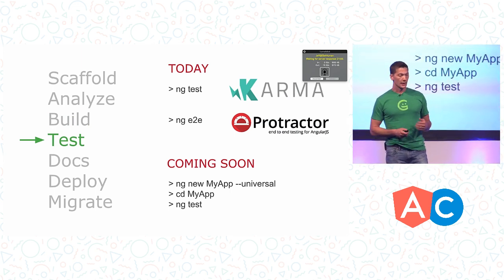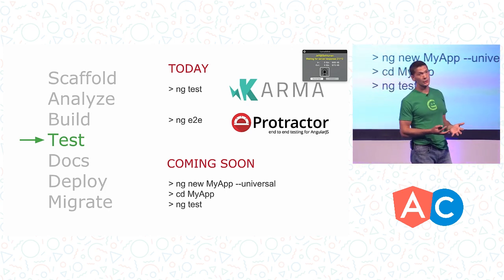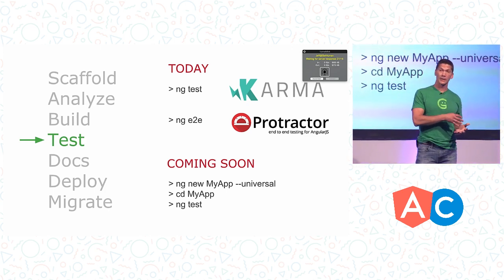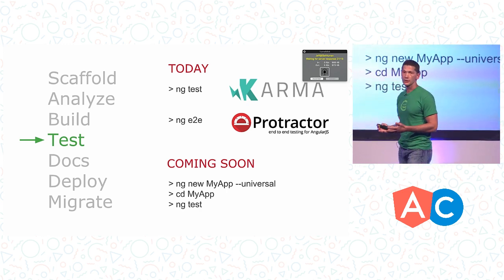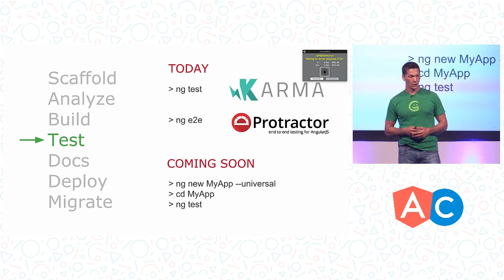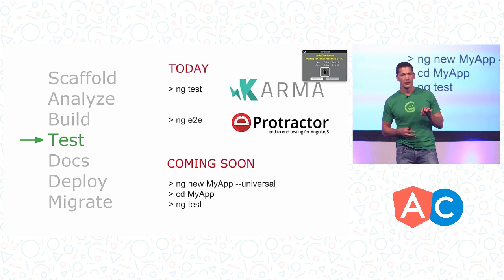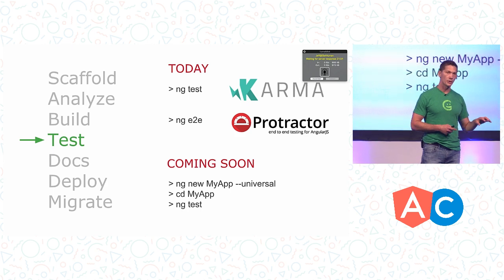For testing, right now it uses Karma and Protractor, but because Angular Universal is on the server, you have a lot of services that are running just in the server, you don't necessarily need a browser. And the browser creates resources and can be slower. So we're also going to add the testing ability to just do server-side only testing, without Karma and Protractor, just either Jasmine or Mocha by itself.